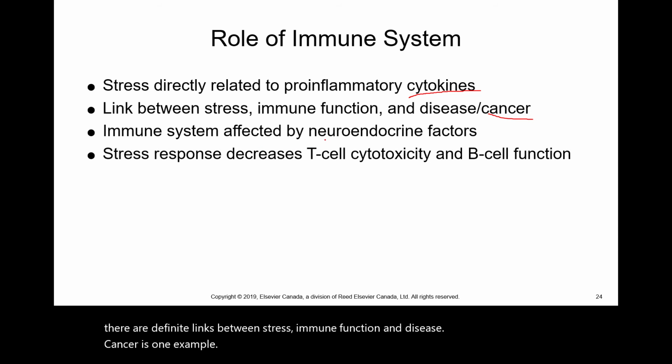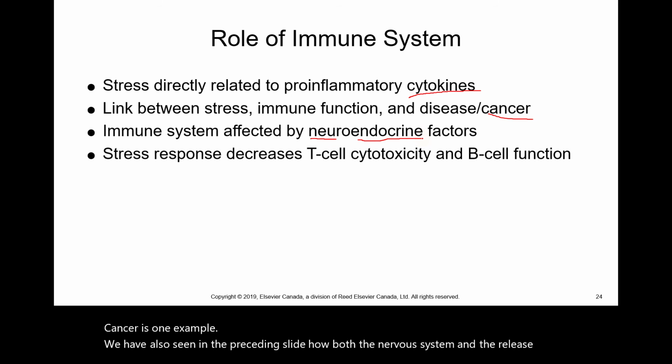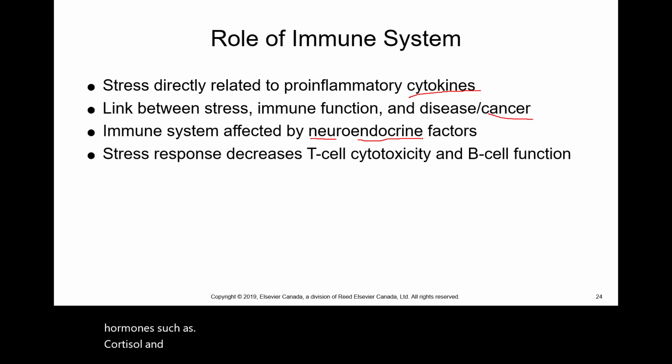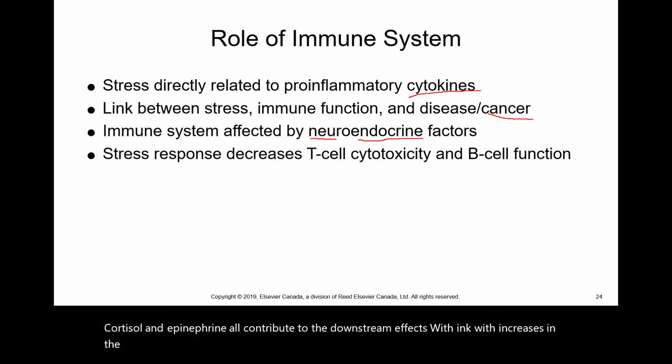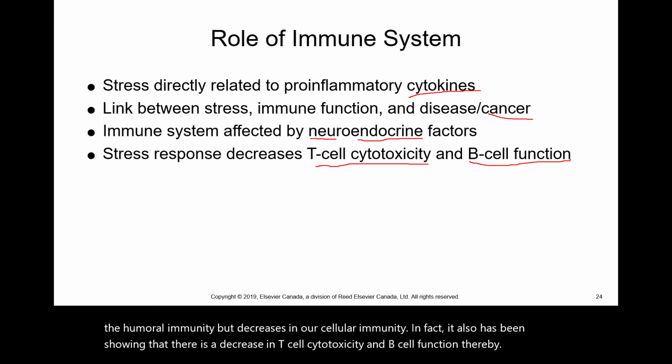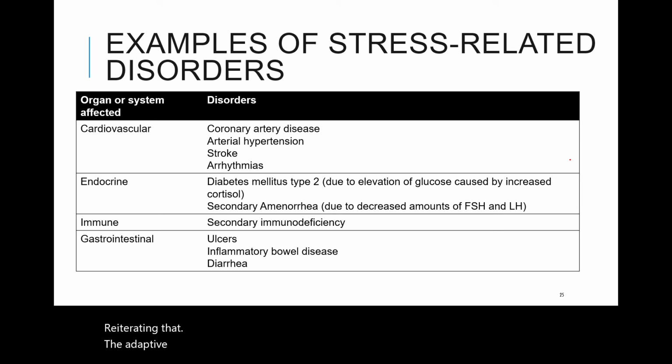We have also seen in the preceding slide how both the nervous system and the release of hormones such as cortisol and epinephrine all contribute to the downstream effects with increases in the humoral immunity but decreases in our cellular immunity. In fact, it also has been shown that there is a decrease in T cell cytotoxicity and B cell function, thereby reiterating that the adaptive immune system can be affected.